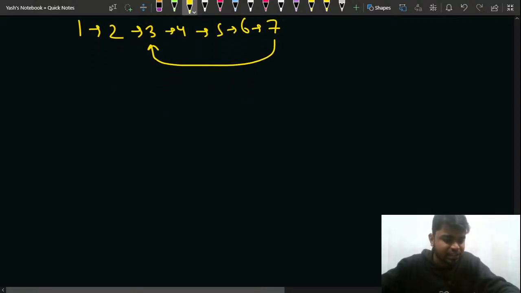linked list, can someone tell me in the chat what is the cycle that I am having, or what is the starting point of the cycle? Am I having a cycle or not? Yes, I am having a cycle, right?